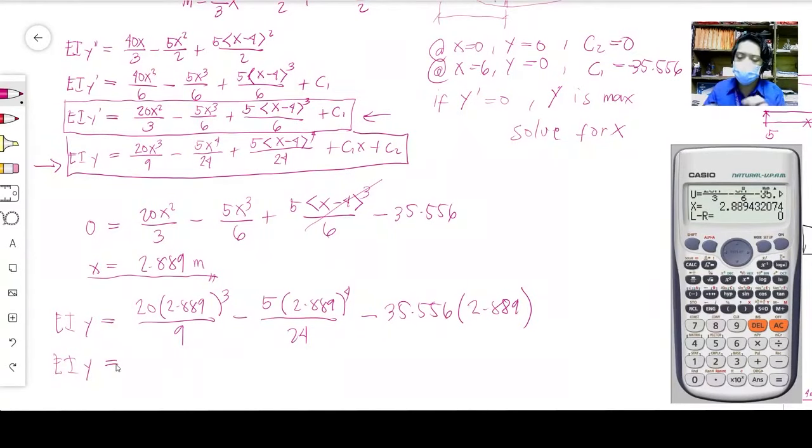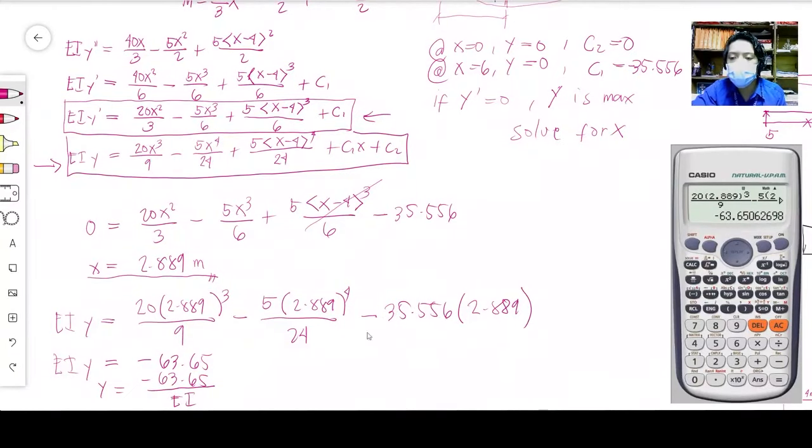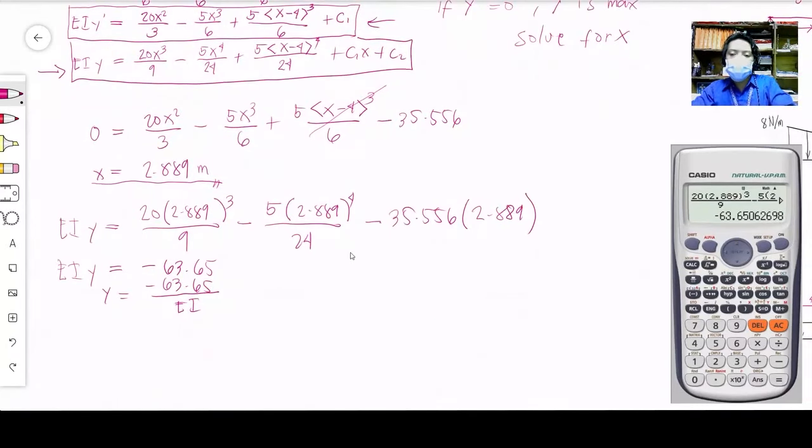Now, solving for the value of y. Let me try to use the calculator. 20 times 2.889 cubed over 9 and so on. This is negative 63.65. So y is equal to negative 63.65 over EI. This is your maximum deflection.